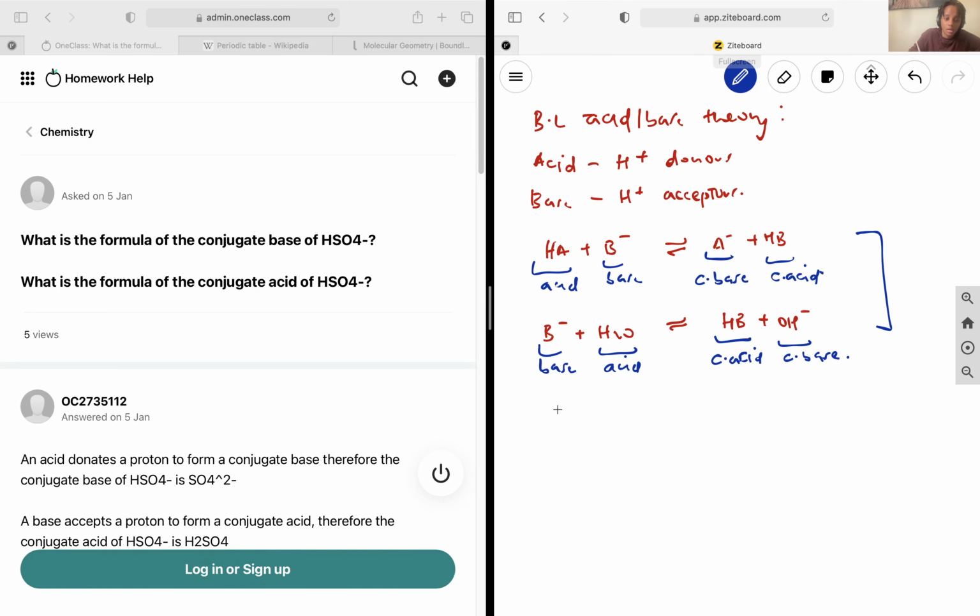And so, since we're looking for the conjugate base of HSO4 minus, let's write out this equation for it. So we have HSO4 minus plus a base that we're just going to label in the same way, so B minus, is going to give me SO4 2 minus plus HB. And so since this is my acid, this is going to be my conjugate base. And so the conjugate base of HSO4 is going to be the sulfate ion. So let's go ahead and write that out.